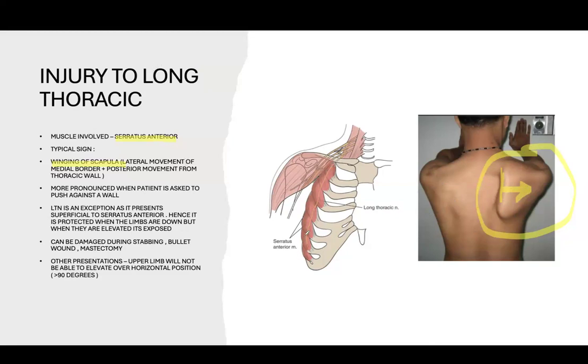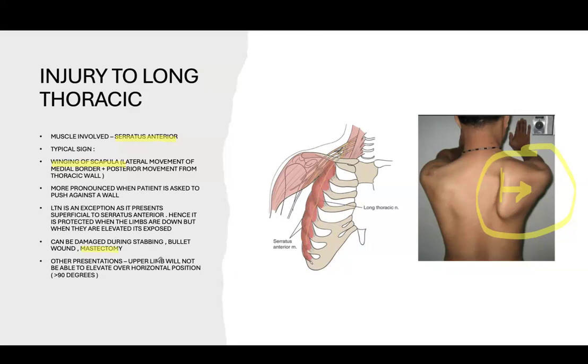So the long thoracic nerve is actually an exception as it runs on top of the muscle, as you can see here. It's running on the surface. So if a person is stabbed somewhere along the rib cage, or they're shot there, or they have any kind of bad trauma in this region, it could lead to damage of the long thoracic nerve. Another scenario is mastectomy. If you're doing a radical mastectomy, which is removal of the breast tissue in females, it could also lead to a long thoracic nerve injury if you're not careful, because it runs along the path.